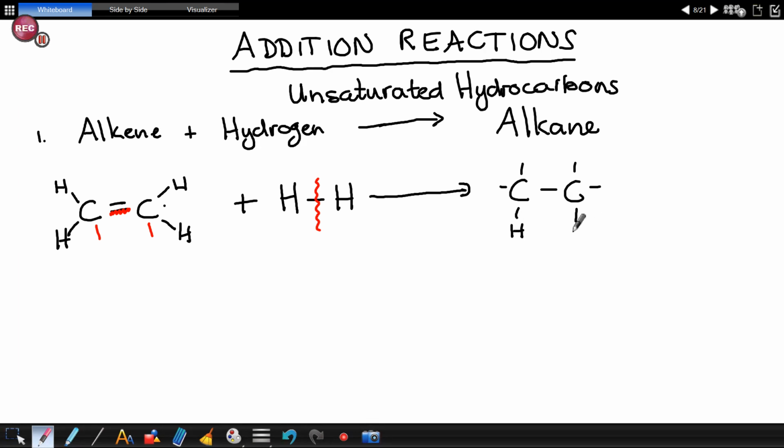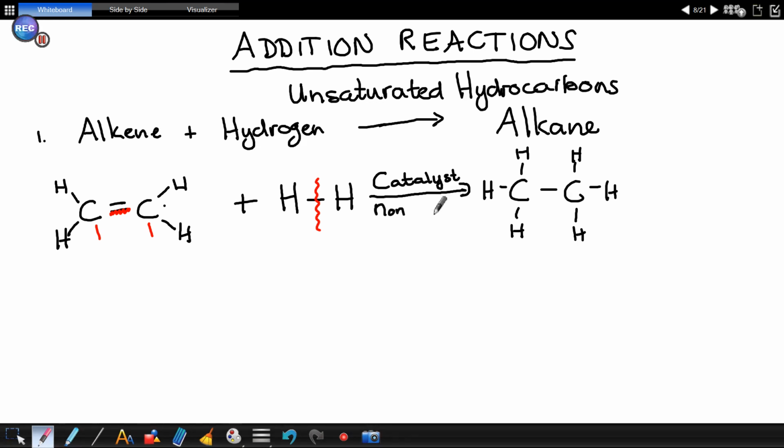Now, the double bond is not too difficult to break. But to break the hydrogen, we need something. What do we need? You need a catalyst, and you need a non-polar solvent. So these things are conditions.